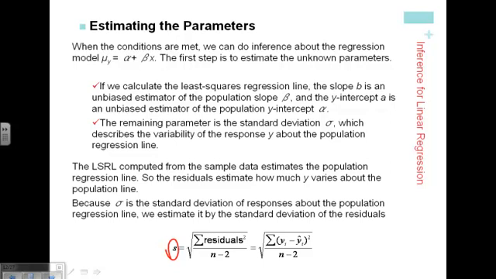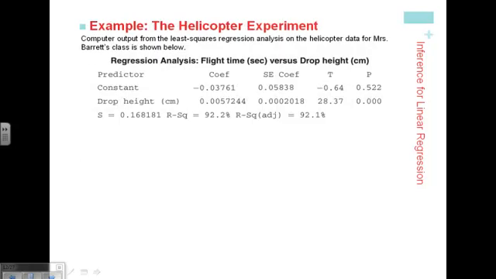Okay, and our S value, our best estimate of sigma, the amount of variation around that line of best fit, is going to be the square root of those residuals squared divided by n minus 2. I think your calculator will give that to us so that we don't have to calculate that by hand. All right.